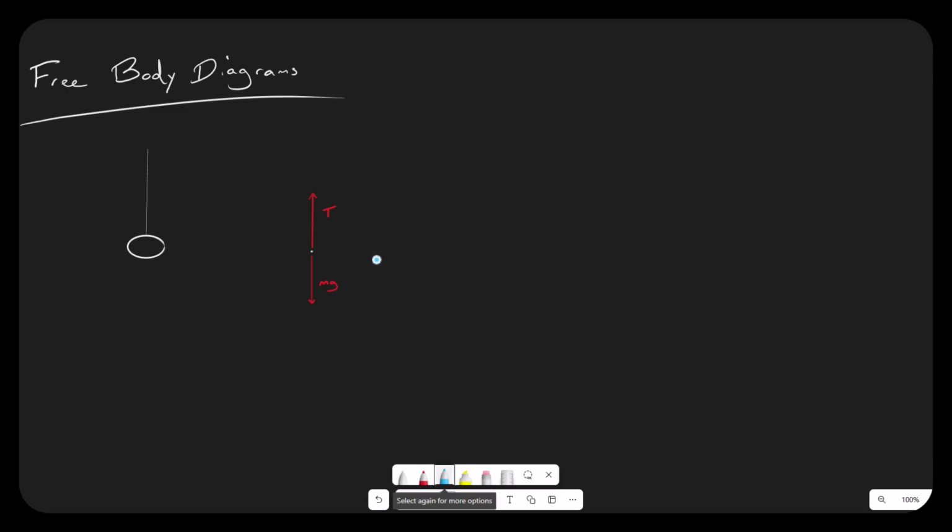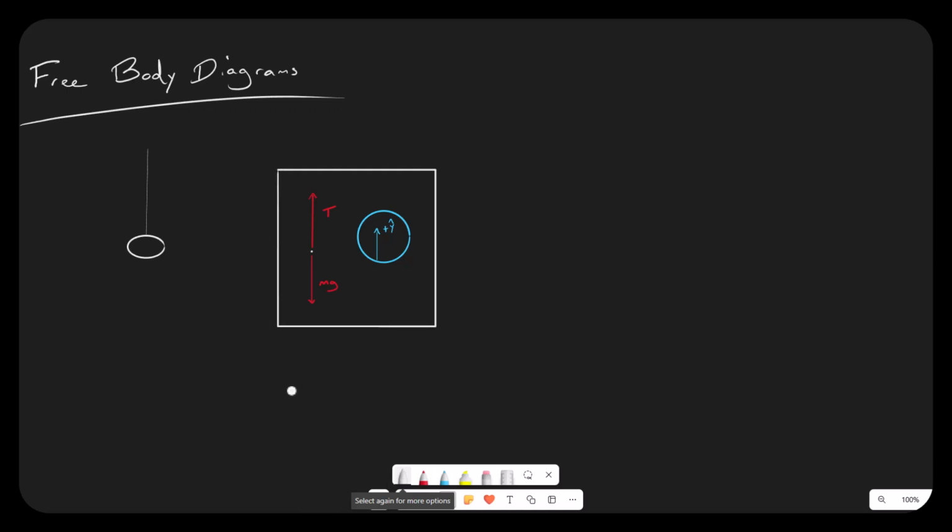I'm going to put in an axis and say that upward is going to count as my positive y-axis. I like to put my axis in a different color, and that would be my free body diagram for that. Easy one.